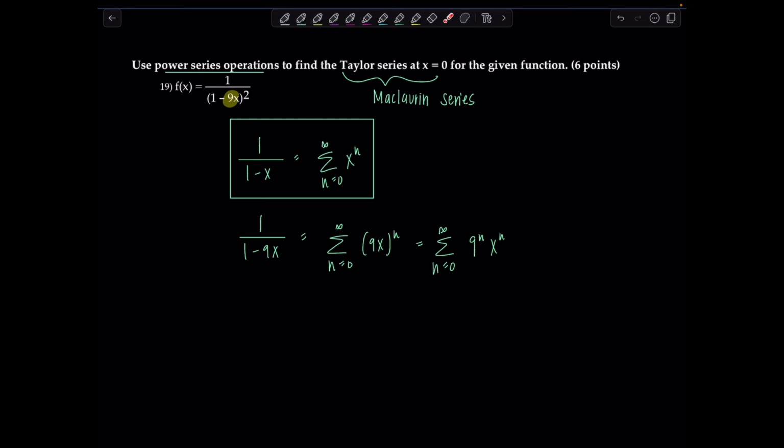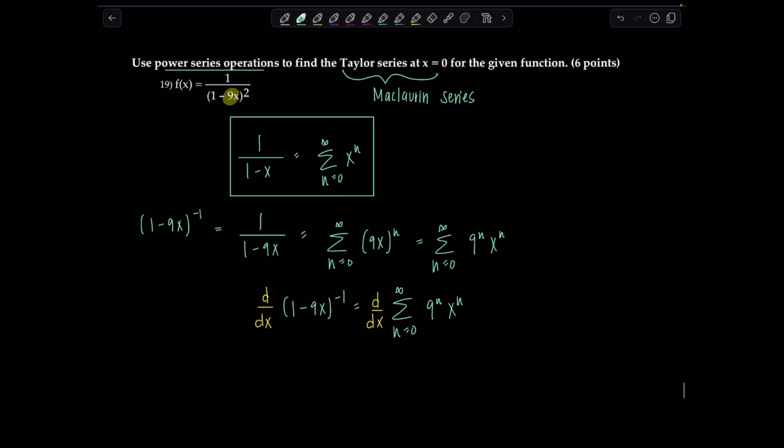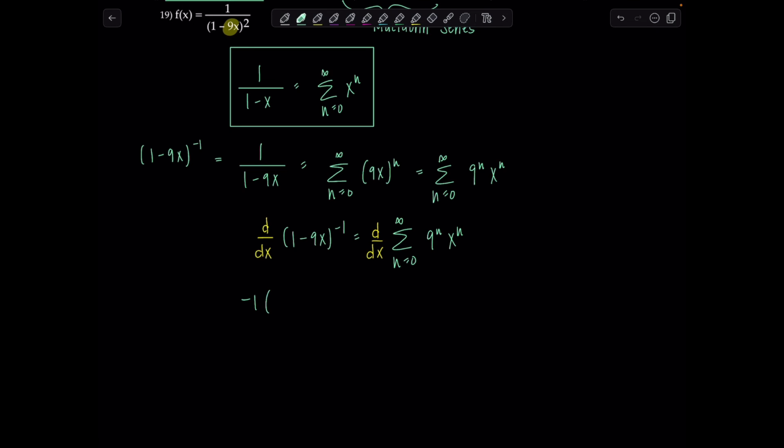You're going to differentiate. So you're going to think of this instead as 1 minus 9x to the negative first, okay? So 1 minus 9x to the negative first equals the sum, n equals 0 to infinity, 9 to the n times x to the n. We differentiate with respect to x, both sides. Left side derivative, don't forget your chain rule. So it's going to be negative 1 times 1 minus 9x to the negative second times derivative of the inside, which is negative 9.